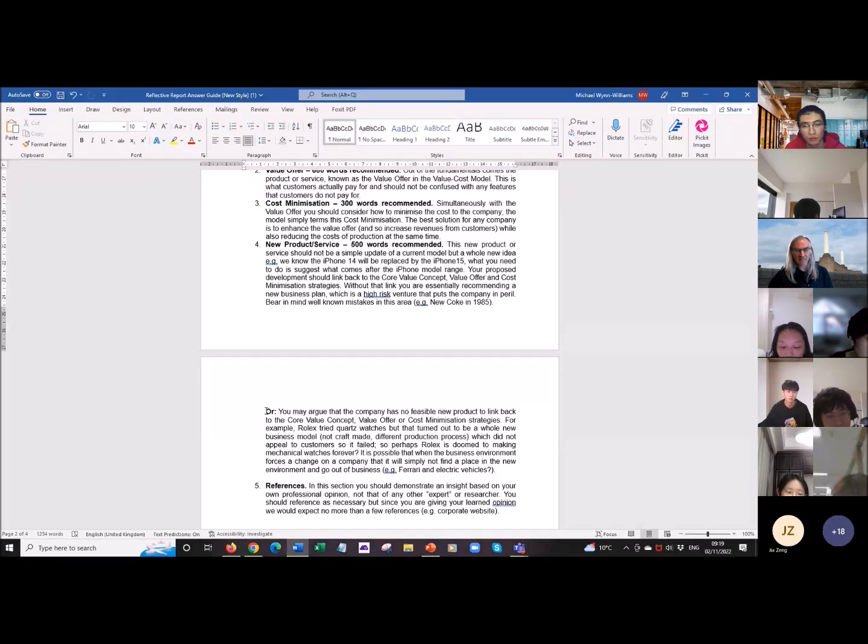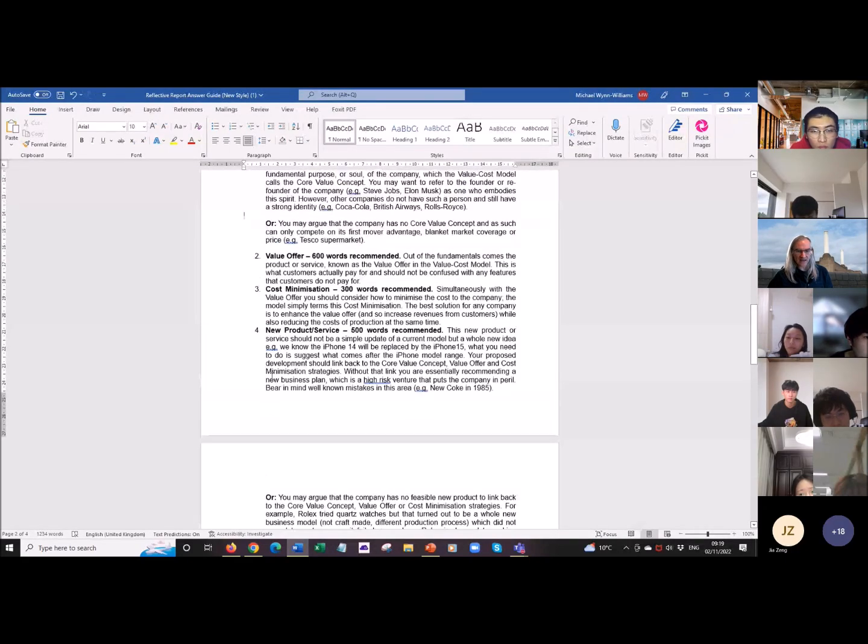An example of that, I may have mentioned this before, Rolex tried in the 1970s, they tried quartz watches. Quartz watches were the new product for the watch industry. The problem with quartz is that it's a whole new way of manufacturing, so you can't use the existing cost minimization strategy. You can't use the existing production facility. Value offer is a new kind of watch. It works in a completely different way.